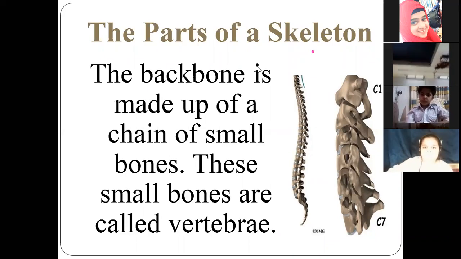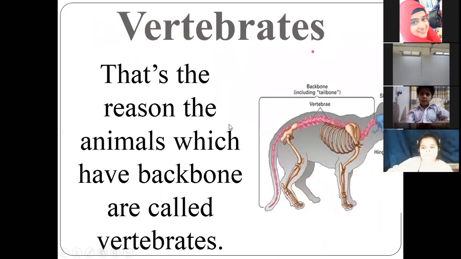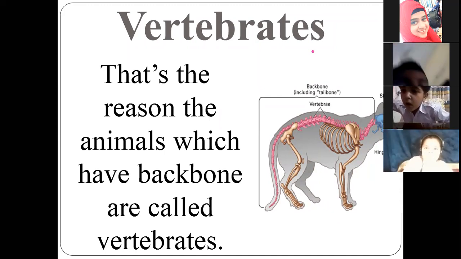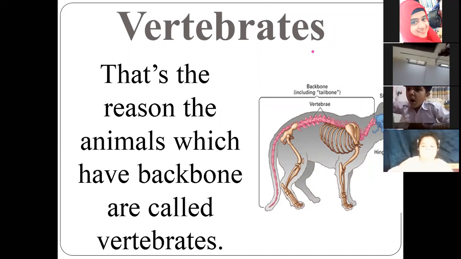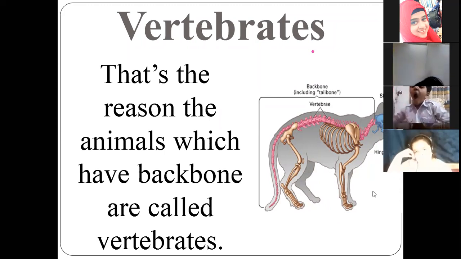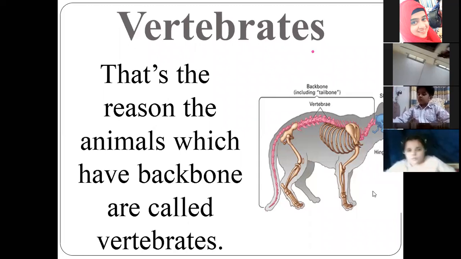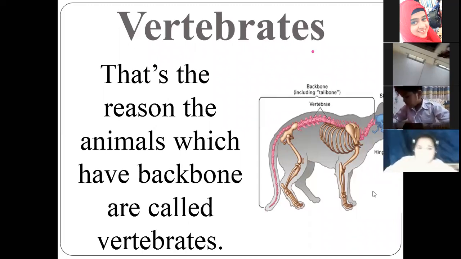Thank you so much. So now these are the parts of a skeleton. Vertebrates. What are vertebrates? The animals which have a backbone are called vertebrates, because they have a vertebra. The animals having a backbone and skull. The backbone is made up of small bones, chunks of bones joined together. These small bones are called vertebra, and that's the reason they are called vertebrates. All animals having a backbone are called vertebrates.